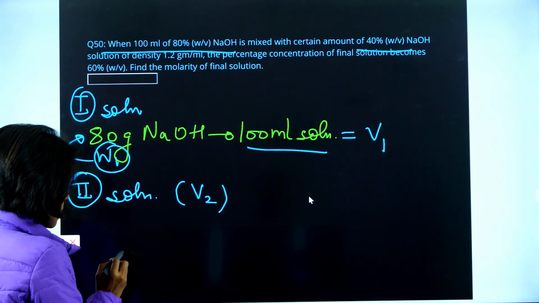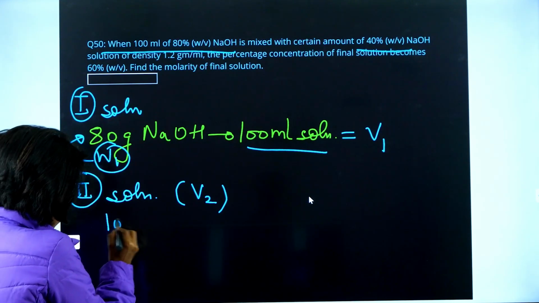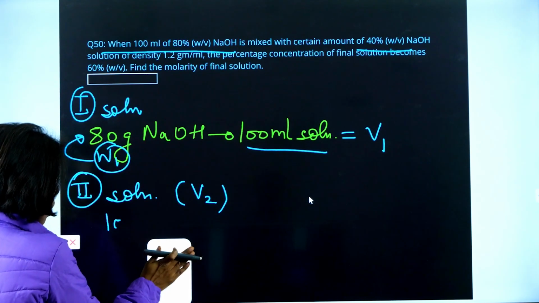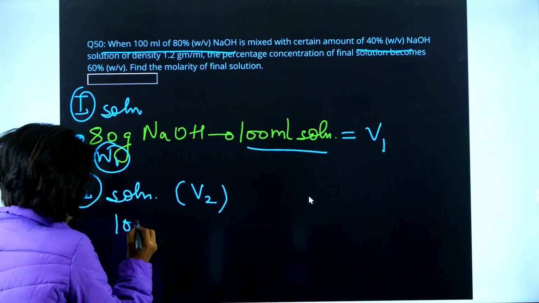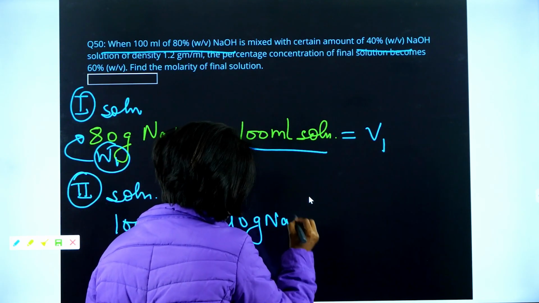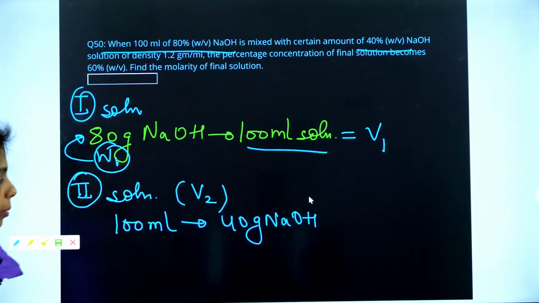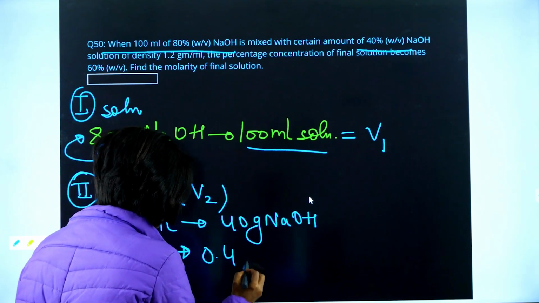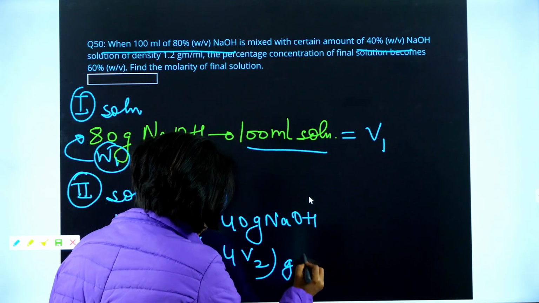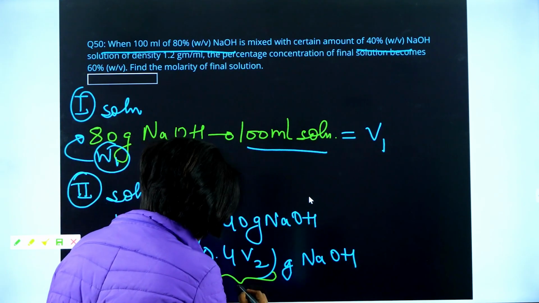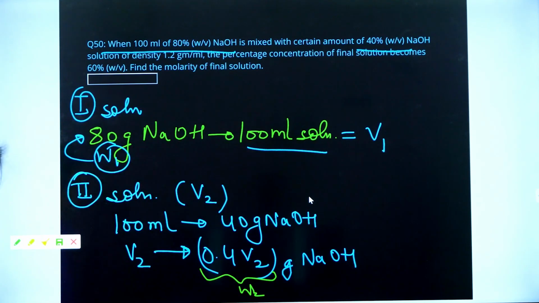That means in 100 ml of the second solution, the NaOH is 40 gram. 100 ml of this solution contains 40 gram NaOH, weight by volume. That means V2 will have 0.4 V2 grams of NaOH. So this is the weight of NaOH in the second solution, W2, right?